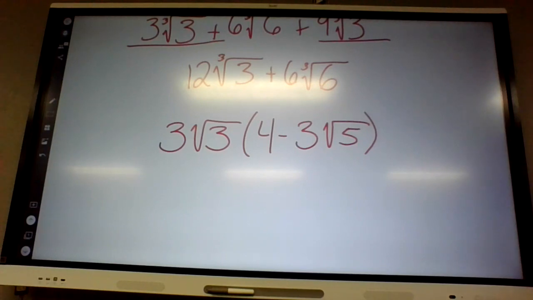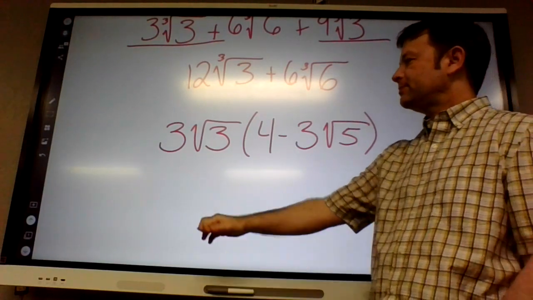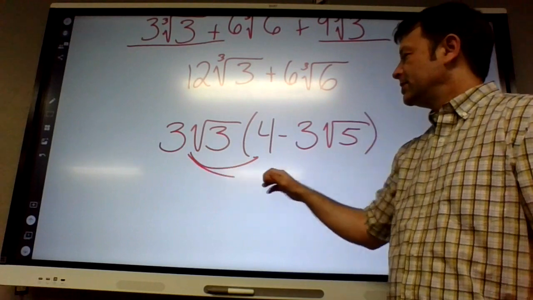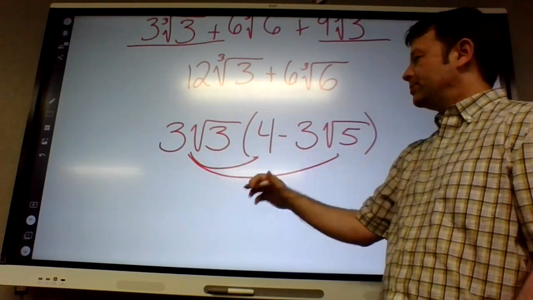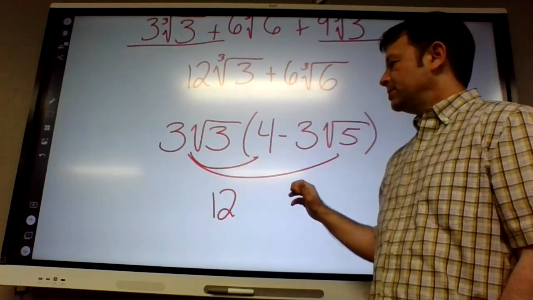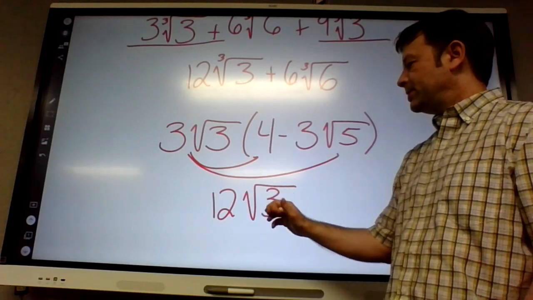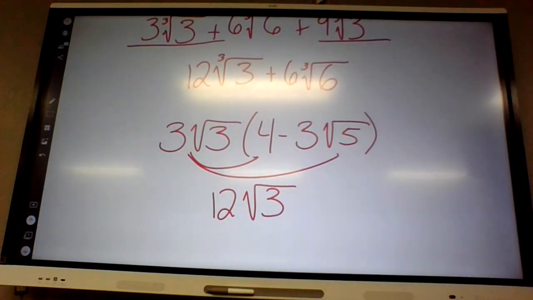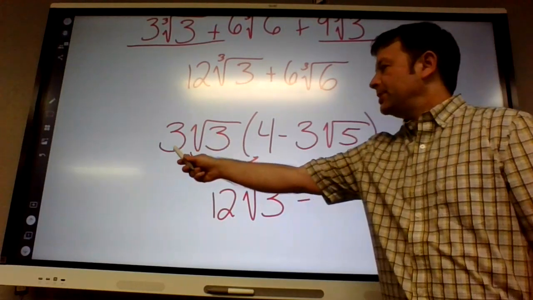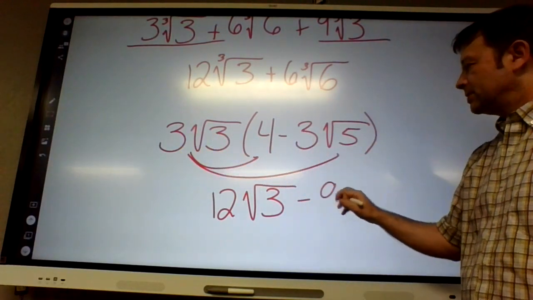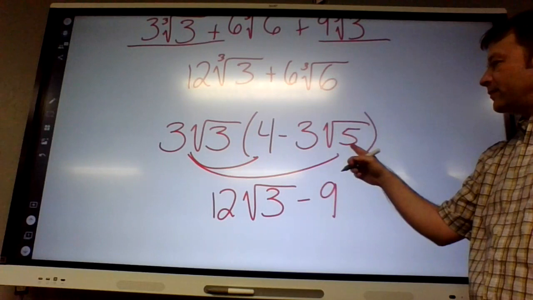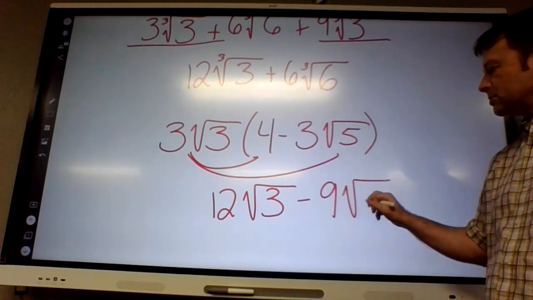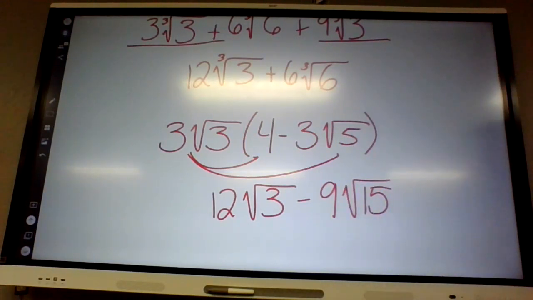Okay, what kind of problem is this? Distributive. So 3 square root of 3 times 4 is 3 times 4, multiply the normal numbers together, 12 square root of 3. And minus 3 times 3, square root of 3 times square root of 5. Anything else? No, that's it.